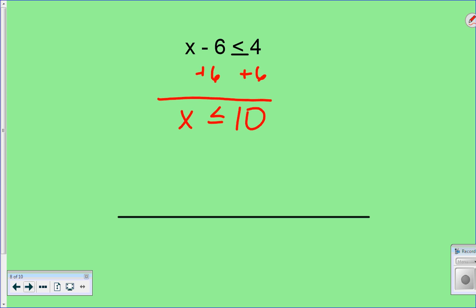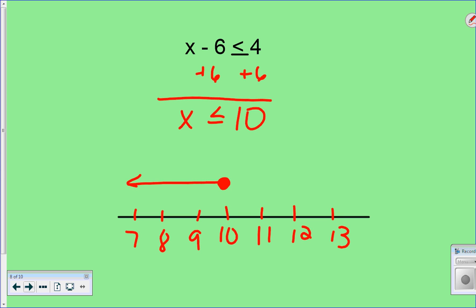Okay, so when you start making your number line, I would put 10 in the middle. Then make sure you've got an open or closed dot over the top of 10. It's supposed to be closed, right? Because it includes 10. It's less than or equal to 10. But if x is less than or equal to 10, what can x be? 9, 8, 7, 6. That's what yours should look like.